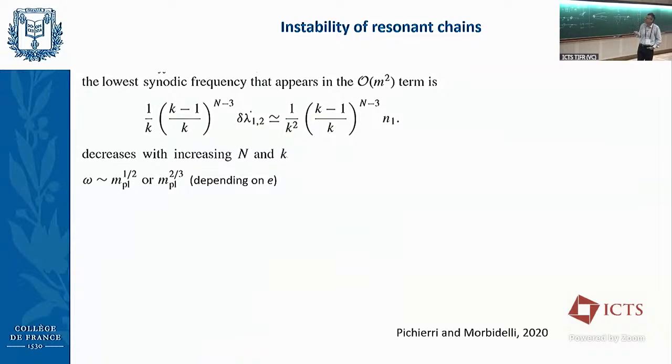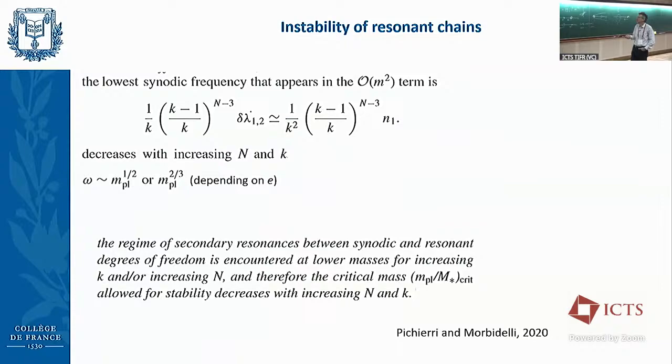So the combination of synodic frequencies has a frequency that decreases if I increase the length of the resonance chain and put more planets in the resonance, or I take a narrower resonance chain, so I increase the index of the resonance. The libration frequency, on the other hand, is a function of the mass. In this case, the square root of the mass of the planets, or the mass of the planets to the power 2/3, depending on the eccentricity at which the planets are in the chain.